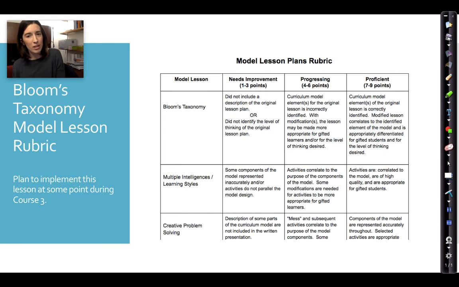Your model lesson plan rubric here, if you link to that rubric, you'll see all the rubrics are really just on the same one, where your Bloom's taxonomy here, notice it's up to 9 points. That 10th point, again, will come by implementing it. So as long as your modified lesson correlates the identified element of the model, which is like all the Bloom's levels of thinking, and that you've differentiated for gifted students and for the levels of thinking that you have there in that lesson plan, as long as that's really, really, really apparent, you should get the full 9 points. So please review back to this rubric, maybe reassess yourself based on what you've submitted before finally submitting it, just to make sure that you are comfortable with what you're turning in.